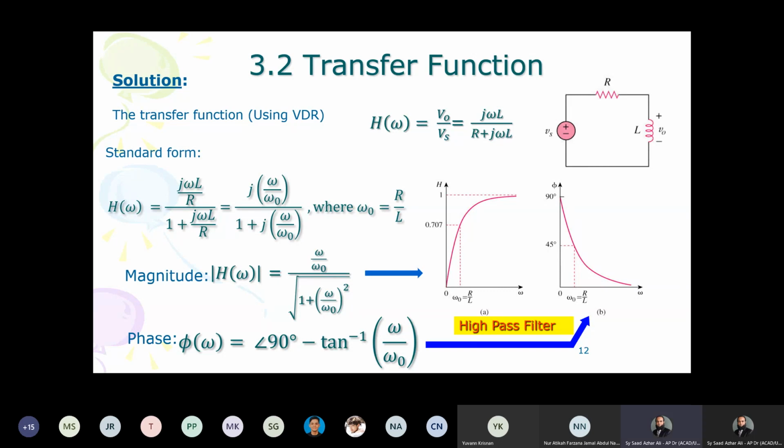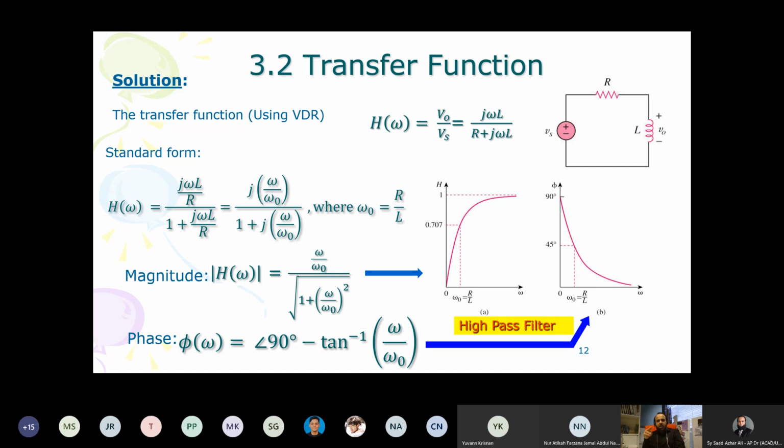All right. So let's proceed with the next agenda. So far, we have seen the low pass filter and the high pass filter. Thank you very much, everyone. Now we'll move further.